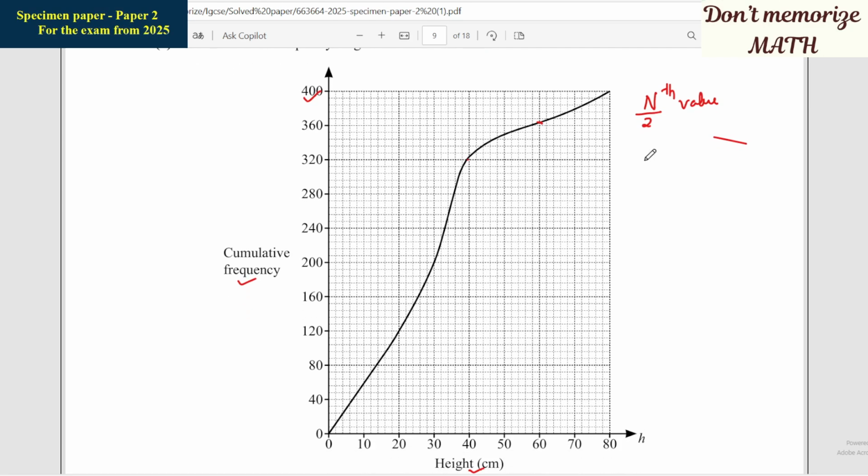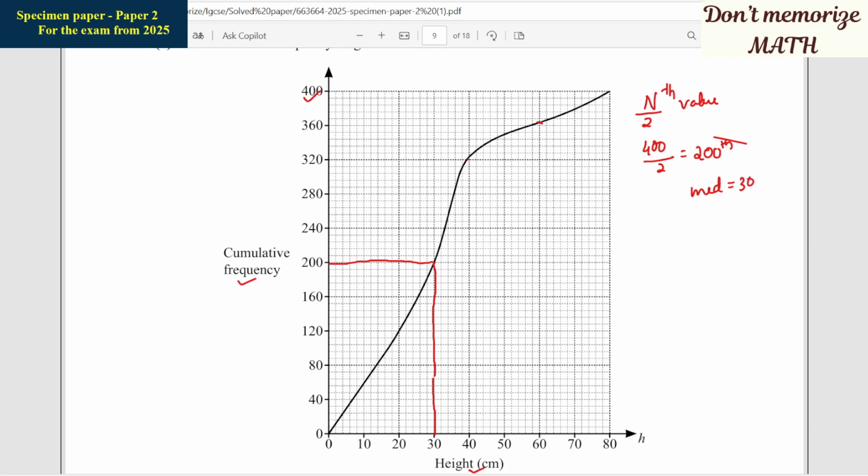To find the median, we take the N over 2 value. N is 400, so 400 over 2 is the 200th value. That means use your ruler and pencil, and from 200 draw a line like this and see the corresponding height on the x-axis. Use your ruler and pencil and draw the height. See the corresponding height. So the median is 30.